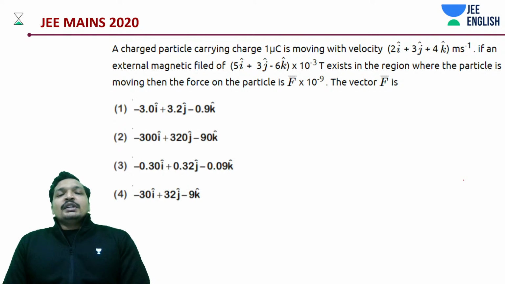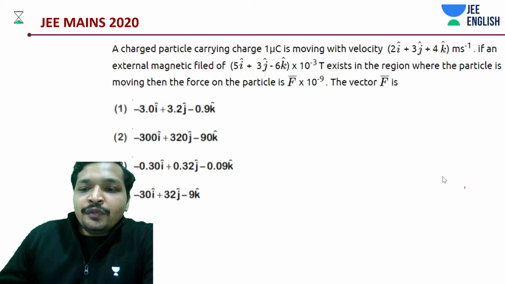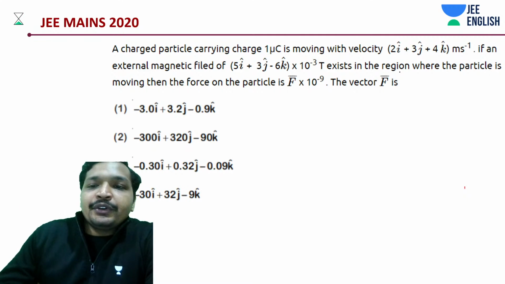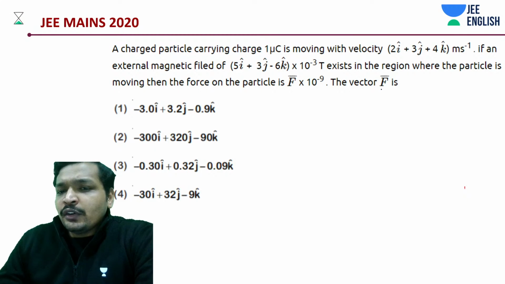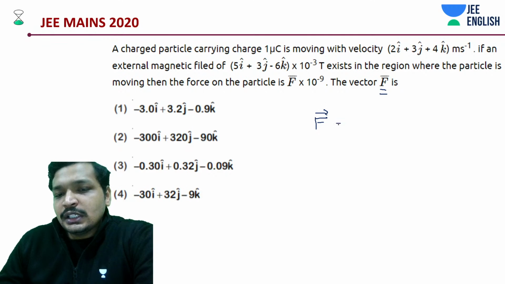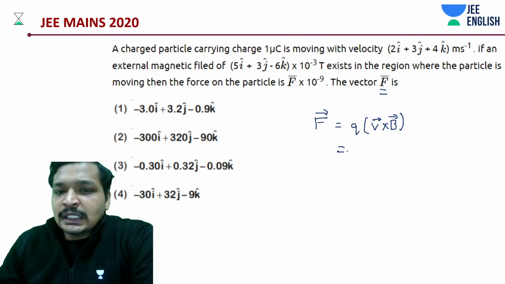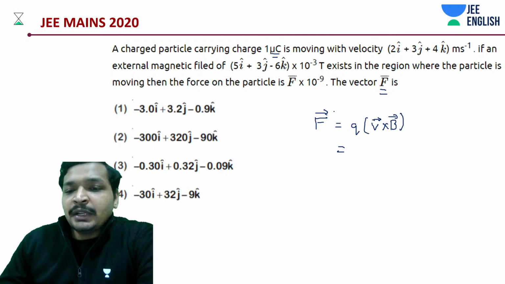Students, we have a problem here, and we'll get started with that. We discussed a few things yesterday, and we even discussed a shortcut around this. I'm going to review that shortcut. So what are we supposed to find out? The force vector. And what is force? Force is Q into V cross B, velocity cross your magnetic field. Now the thing is, how much is your charge? Some 10 to the power minus 6.